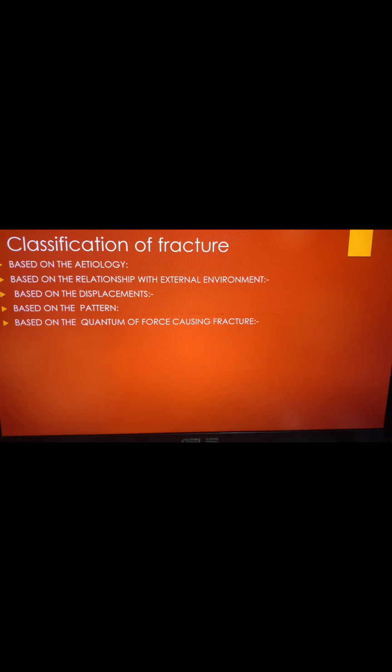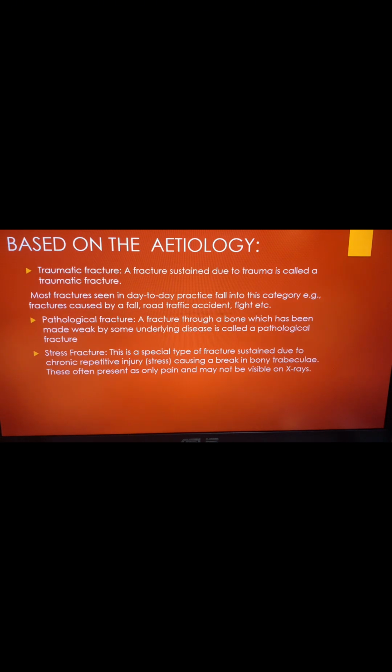In the classification of fractures, we have 5 classifications here. We have those based on etiology. We have fractures that are based on relation with external environment. We have fractures that are based on the displacement. We have fractures based on patterns, and we have fractures that are based on the quantum of force causing fracture. So let's go into deep details of this classification.